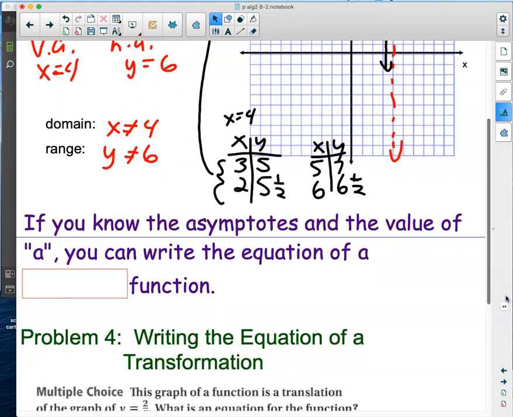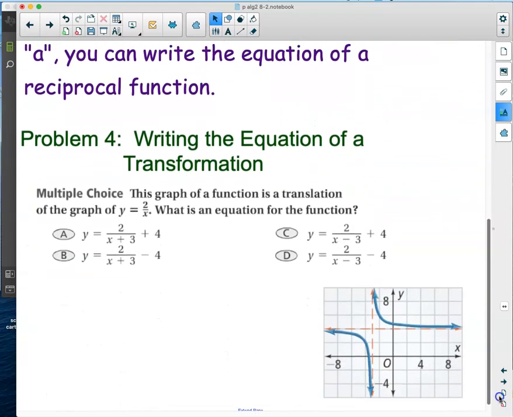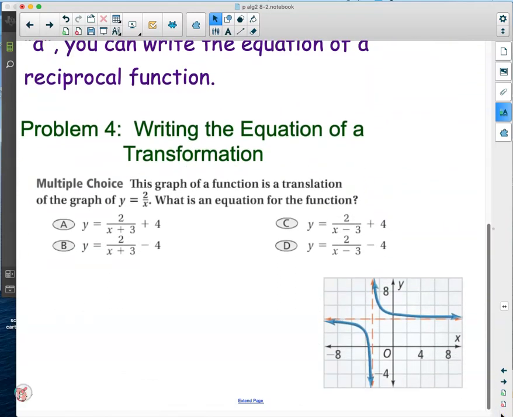Alrighty, if you know the asymptotes and the value of a, you can write the equation for a reciprocal function. They're not that hard. We just have to know a, h, and k after all, and they're telling us they're going to give us a. So for problem 4, writing the equation of a transformation, this graph of a function is a translation of the graph 2 over x. So I already know that my a value is going to be 2. My job is to figure out where are the asymptotes.